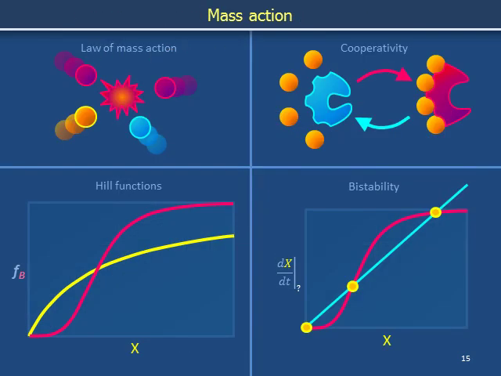We just used the law of mass action to show that cooperative binding can be described using Hill functions. In the next video, we show that Hill functions provide an opportunity for bistability.